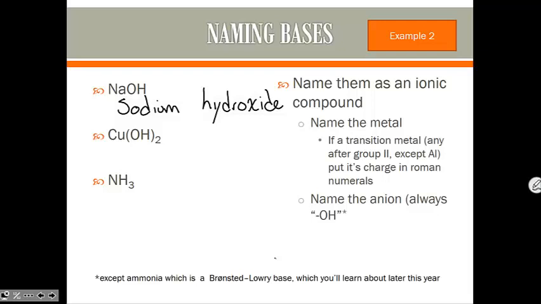Cu(OH)2. Cu comes from the Latin cuprum, so this is copper. Now copper is not in the first 2 columns, it's not silver, zinc, or aluminum, meaning it can have multiple oxidation states. So I'm going to need a Roman numeral in order to state what the charge is of copper. We'll skip that for a moment. OH is pretty straightforward, it's always hydroxide.